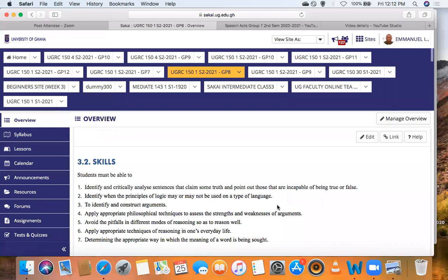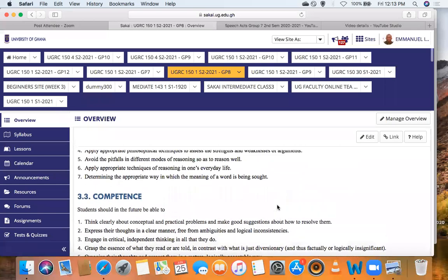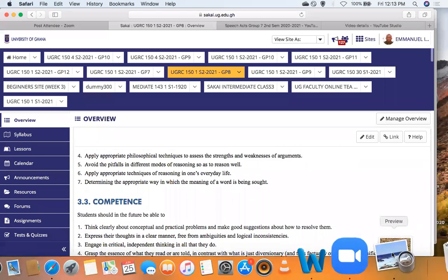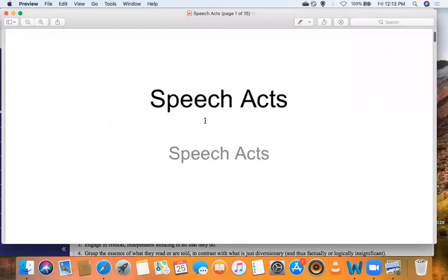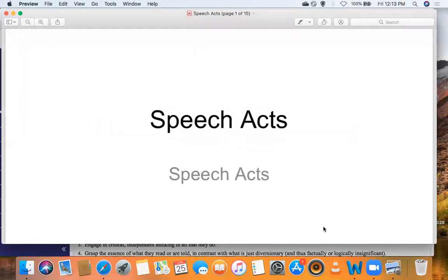And then we would also want to be able to apply the appropriate philosophical techniques for assessing the strengths and weaknesses of arguments. So you can go through this, you can spend the rest of your time going through this, but let's begin the business of the day.